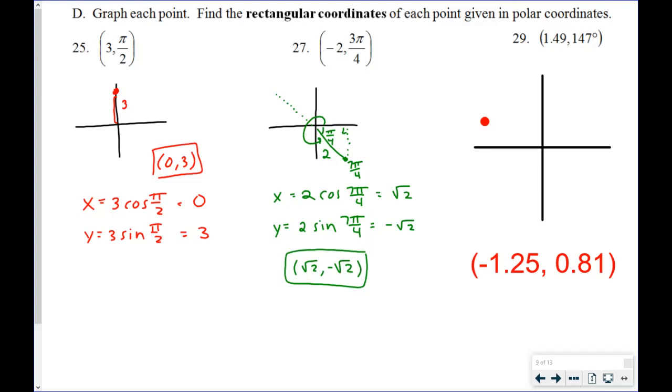All right, there we go. The point sits in the second quadrant, pretty close to the negative x-axis. Our cosine theta is negative 1.25, and our sine theta is 0.81.